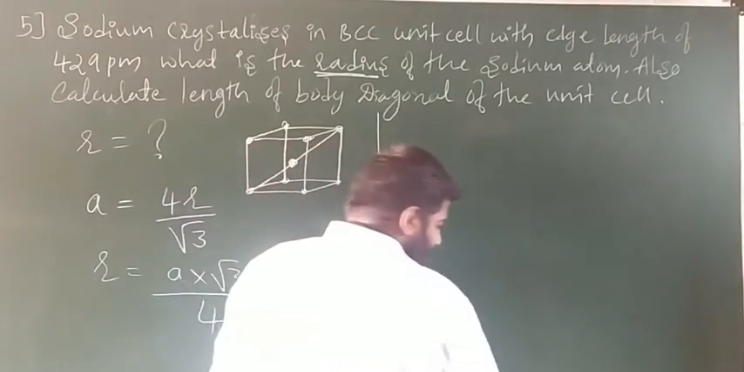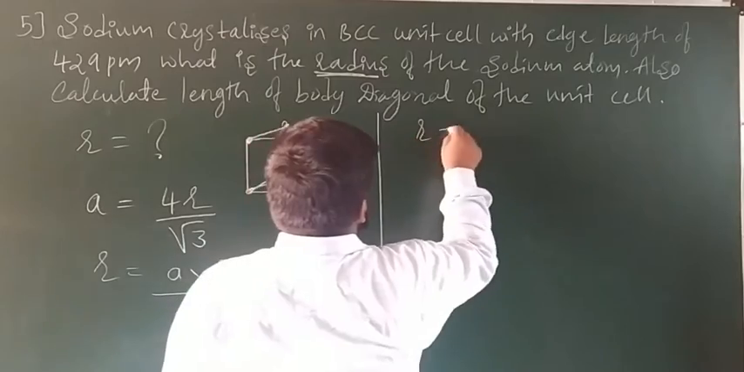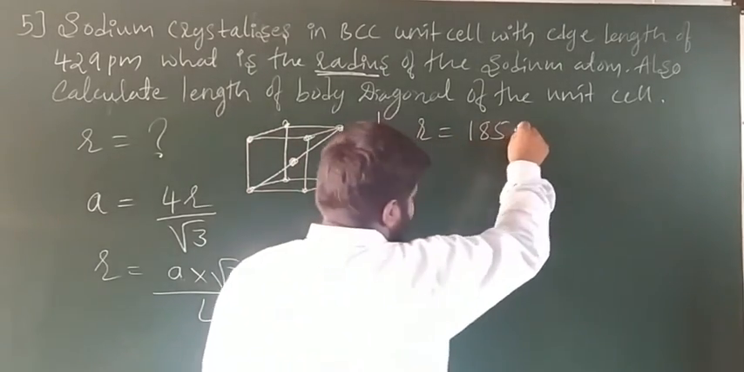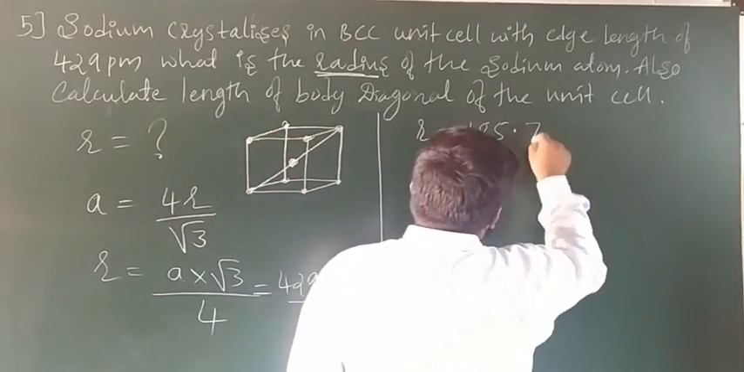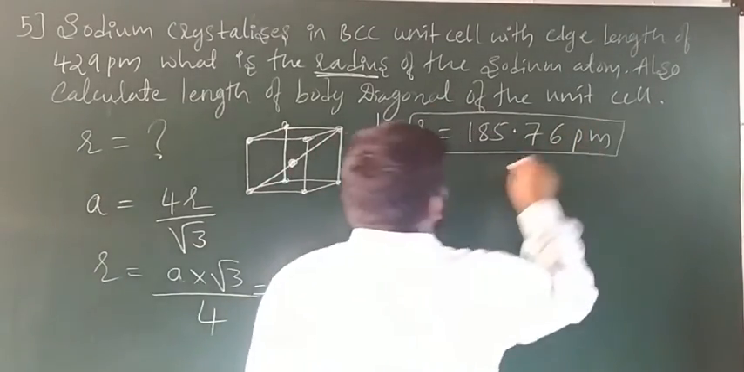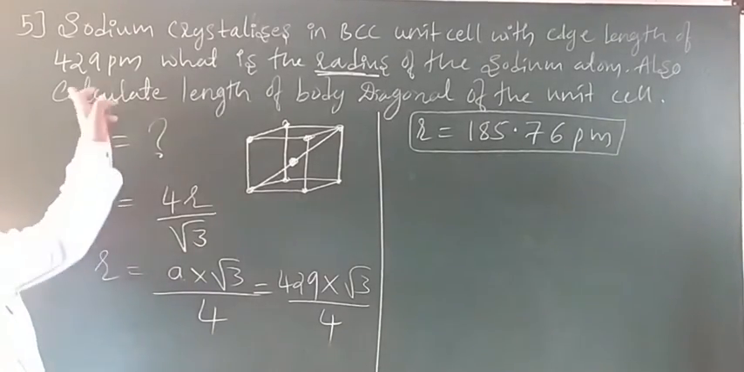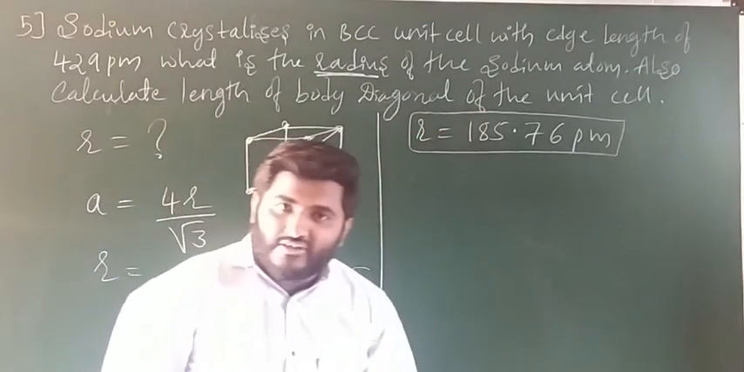When you calculate this, you are going to get the R value as 185.76 picometer. So what did we get, guys? We got 185.76 picometer as the radius, the radius of the sodium atom.